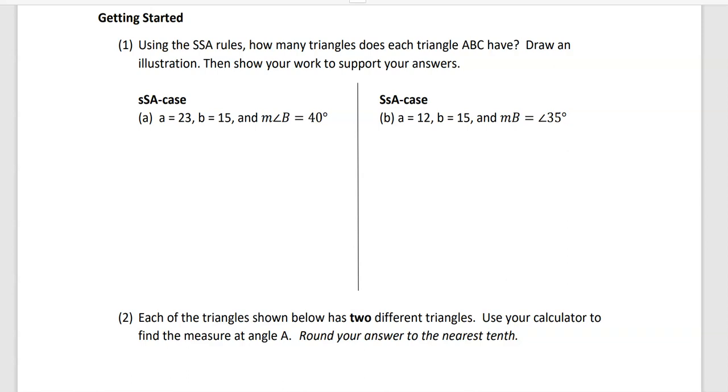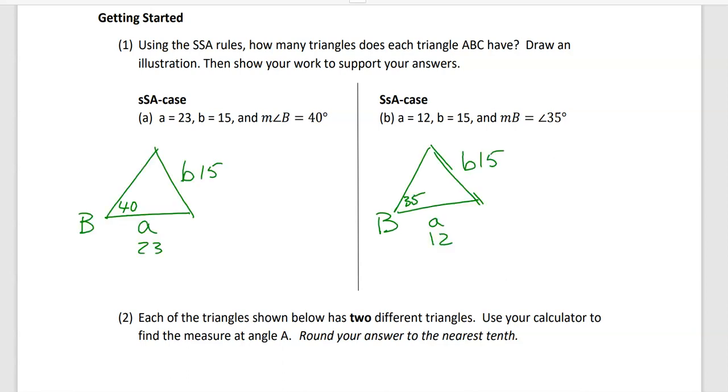Alright, so in this lesson, let's begin where we left off, using the side-side angle rule. Determine how many triangles each case would have, and then turn the video back on when you're ready to continue. So in these triangles, we have different letters this time.